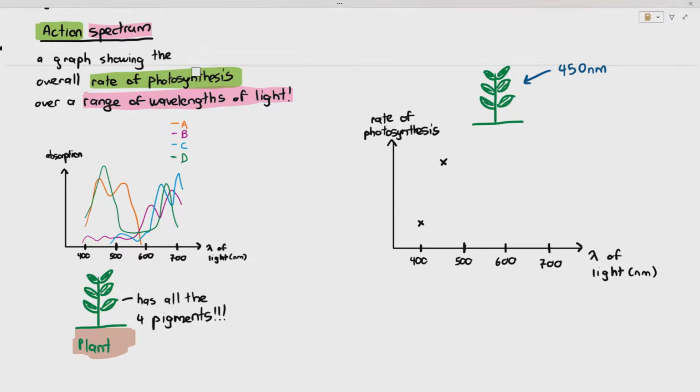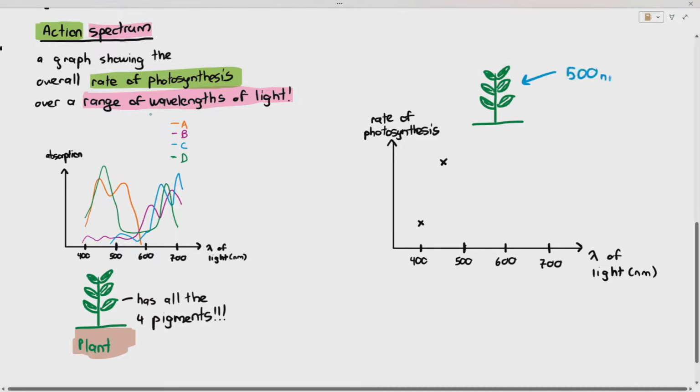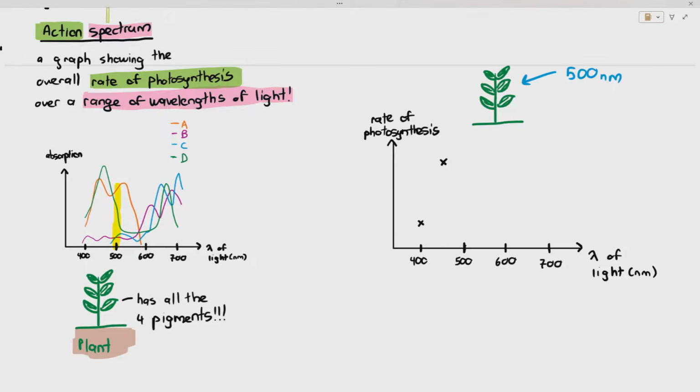What about 500 nanometers? Well, at 500 nanometers, you still have pigment A and pigment D. They can actually absorb a lot of light. Yes, if you notice, pigment B and C cannot absorb a lot of 500 nanometer light. I'm circling that in blue over there, if you can see that. But the plant still has pigment A and pigment D to compensate for that. So a lot of absorption of 500 nanometers of light will still be taking place.